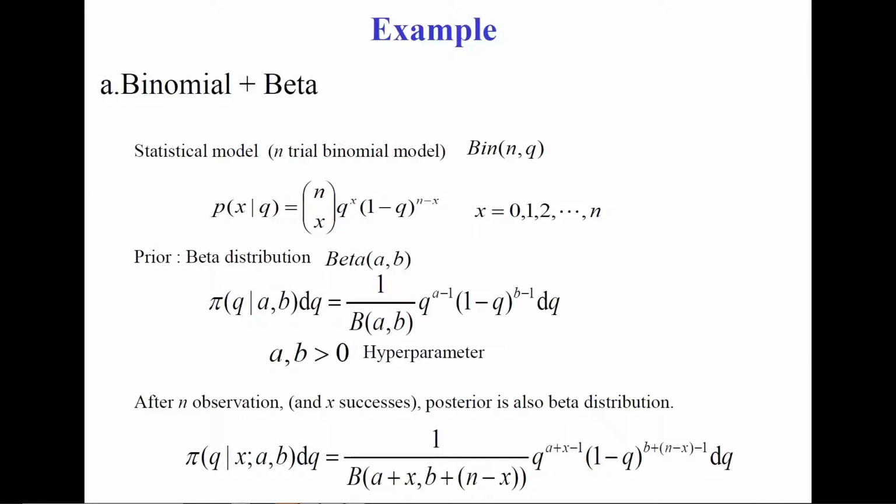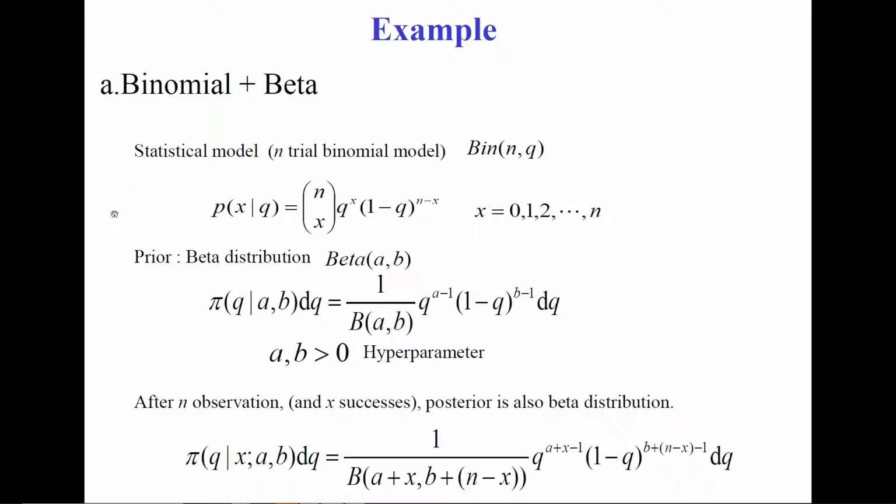Okay, let's start with examples of conjugate priors. The first one: binomial plus beta. The statistical model is a binomial distribution. After n trials, we observe X successes, and here q denotes the probability of success. For example, X ranges over 0 to n.